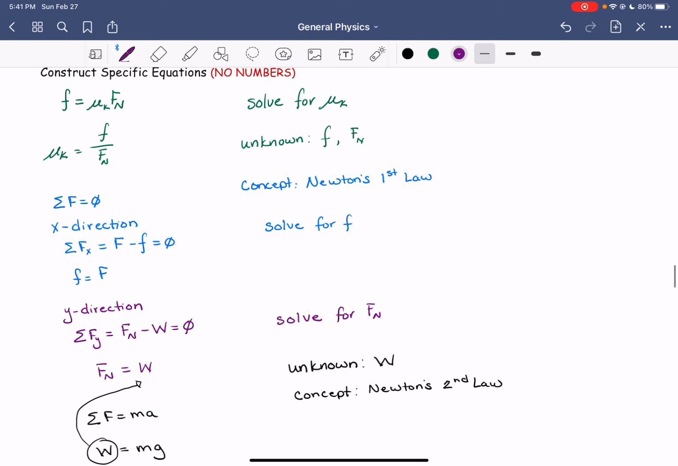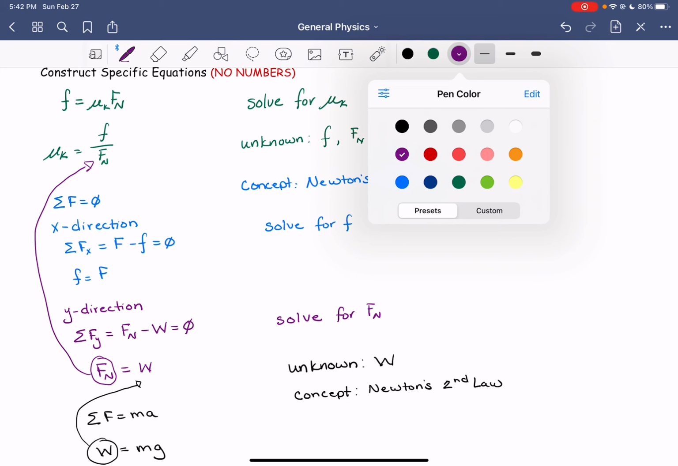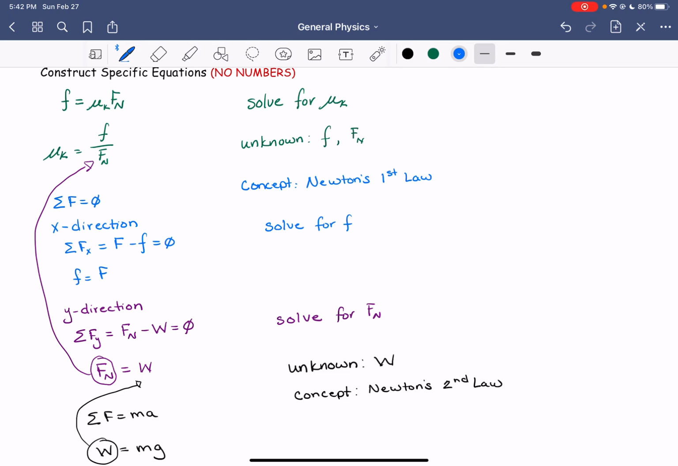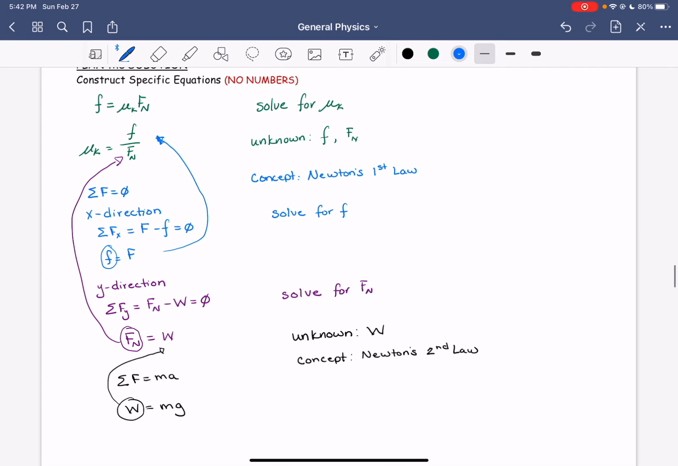Once I know the weight, I know the normal force, F_n. Once I know the normal force, I can then plug that into my original equation. I know what the frictional force is because I know what the applied force is. So now that I know that, I can plug that in also to my equation, and I can solve for mu. So again, I'm using three different concepts to solve this problem.